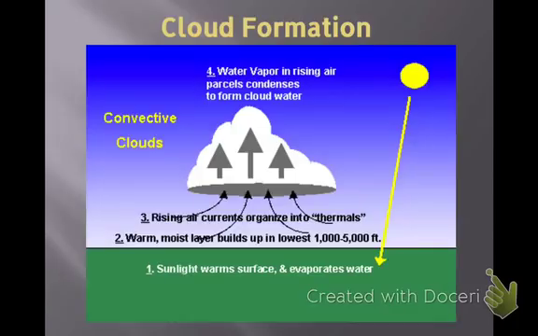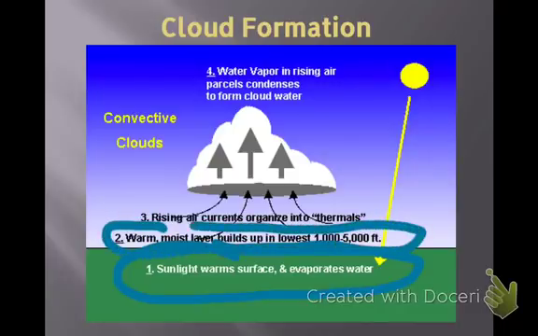So we're going to start first with cloud formation. You can see we've talked about the water cycle already, and so we know that the sun is the driving force behind the water cycle. The first thing that happens is our sunlight warms the surface, and some of the water from the surface will evaporate, okay? We know because of convection that as that air gets warmed, and the water evaporates from liquid into a gas, it's going to start to rise because we have convection currents, right? Warm air rises, cold air sinks.